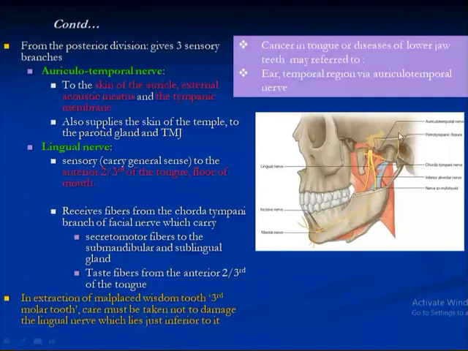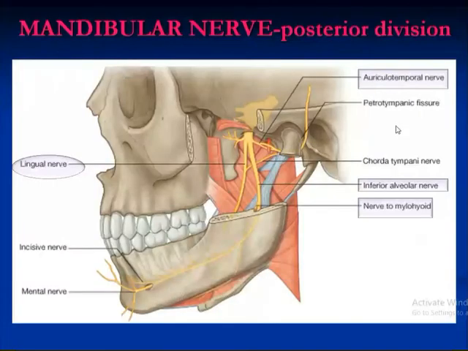So this one is the same thing. These are branches arising from the posterior division of the mandibular nerve. You can see auriculotemporal nerve, lingual nerve, and this one is the infraalveolar nerve. Just over here, before it enters the mandibular foramen, it will give rise to one nerve known as nerve to mylohyoid. Now, if you trace the infraalveolar nerve, it will finally emerge from the mental foramen as the mental nerve.